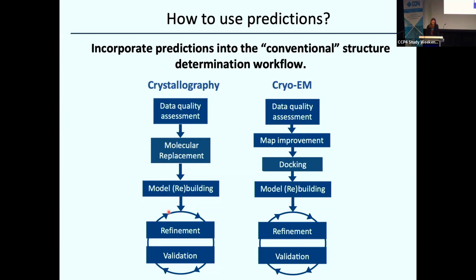And once we have a suitable model, we can go to the cycle of refinement, validation, and interactive model building. In cryo-EM, basically, it follows the same procedure, except that we don't need to solve the phase problem, but we can do docking instead of molecular replacement. So when we want to use predictions, the obvious way is to use predicted models for molecular replacement in crystallography or for docking in cryo-EM.